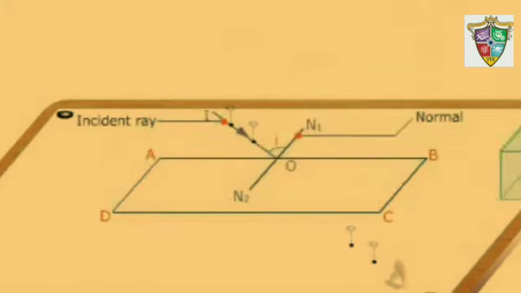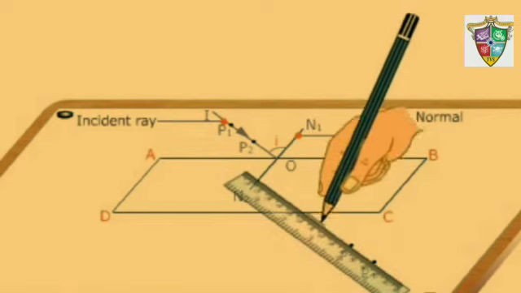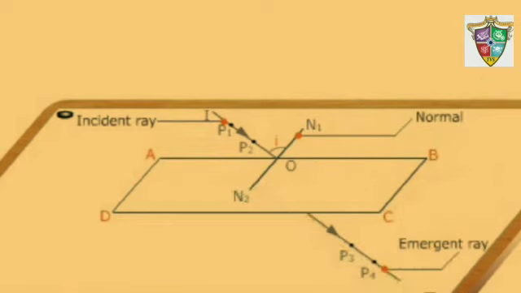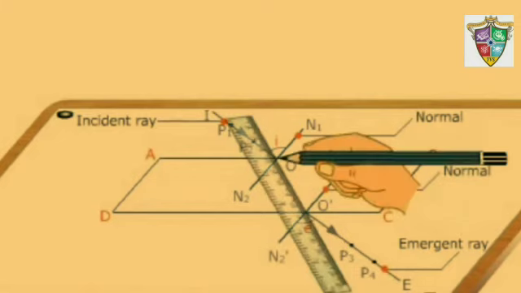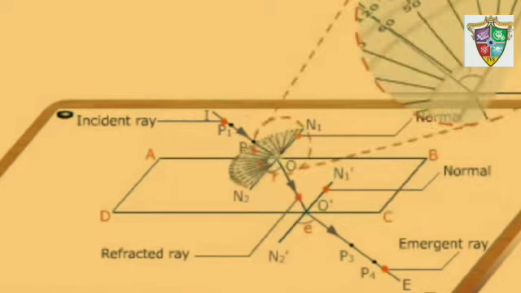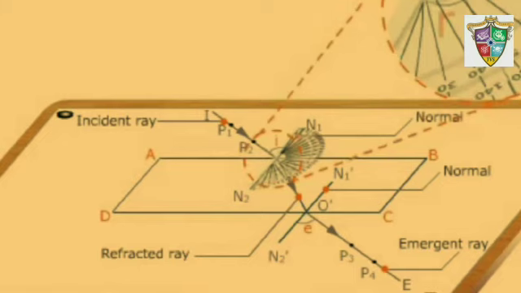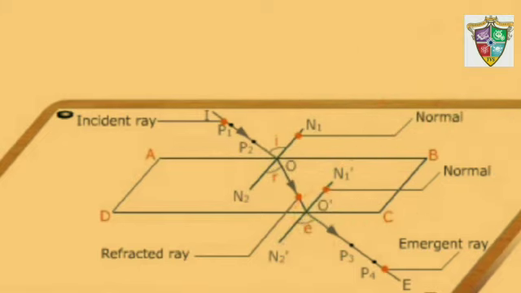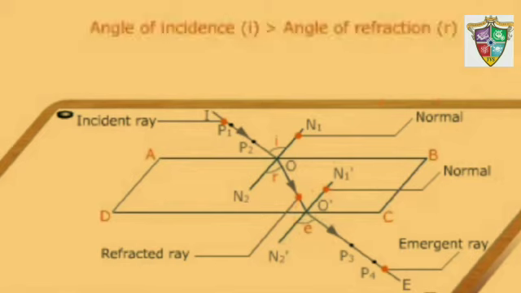Then we will remove the glass slab and pins. Mark the pin points as P1, P2, P3 and P4. We will join the line P3 P4 to the surface CD to show the emergent ray. N1 dash N2 dash is the normal, e is the angle of emergence, and the ray O dash is the refracted ray. We will measure angle i, angle r and angle e.